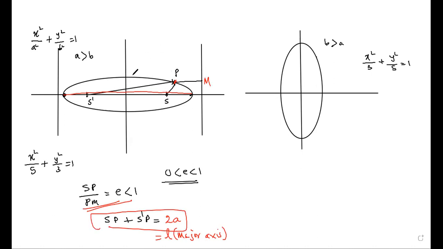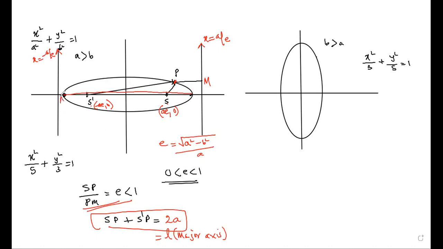Then we have the formulas for remembering the coordinates of the focus. What are the coordinates of the focus? ae, 0 and minus ae, 0. How do you calculate e? Root of a square minus b square upon a. This is the formula to calculate the eccentricity. Then the equation of the directrix: x equal to a by e and x equal to minus a by e.